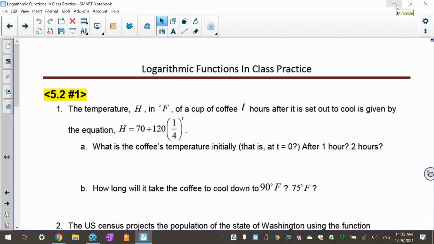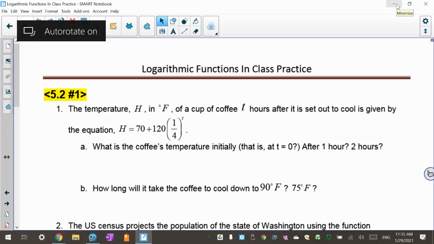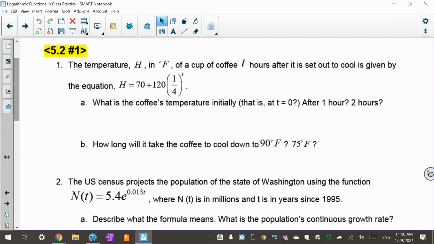All right, this video is for pre-calculus. It is for section 5.2, number 1, where we're actually going to practice some log applications with exponential functions. So this hopefully will be very familiar, but now you can use logs to solve problems as well.